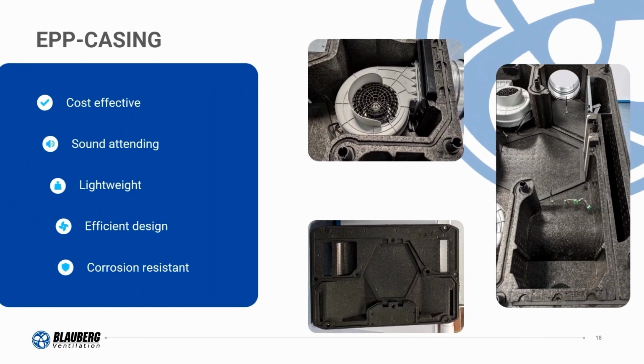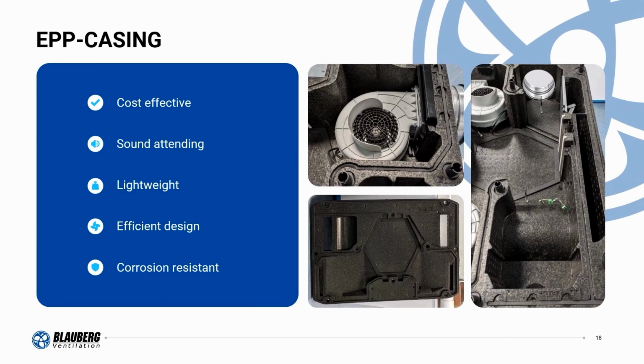Units with EPP casings are a relatively new solution in the market for residential supply and exhaust ventilation systems. EPP technology reduces production costs for AHUs without compromising quality or efficiency. The casing material provides thermal and sound insulation. Additionally, EPP-cased units are significantly lighter compared to their metal-cased counterparts.